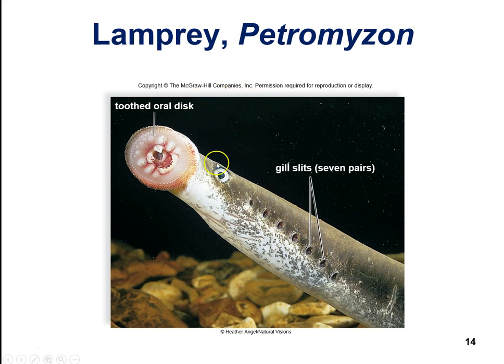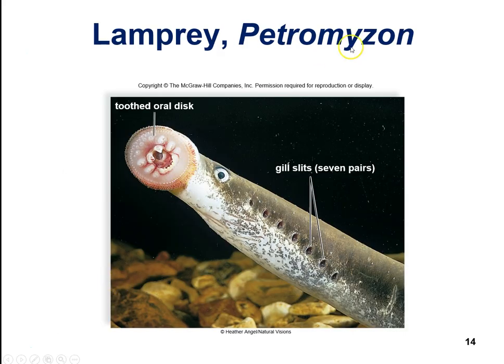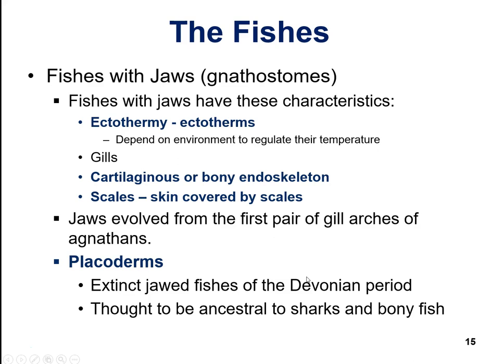So I showed you a picture. These guys are kind of nasty looking. You can see if it's parasitic, it could just hook onto a fish and end up causing it to die. What are these guys? Jawless fishes. This is an example of a lamprey, and like I said, pretty nasty looking.